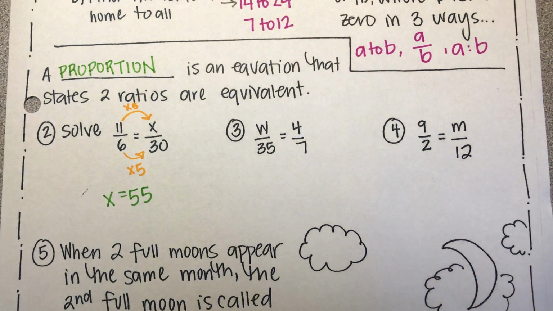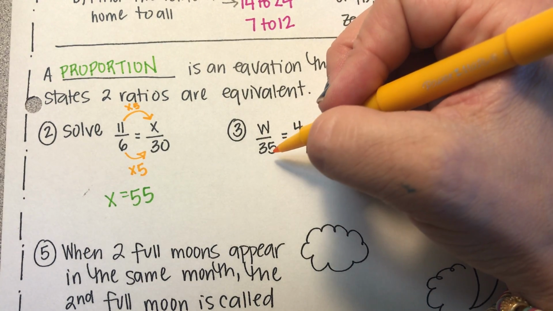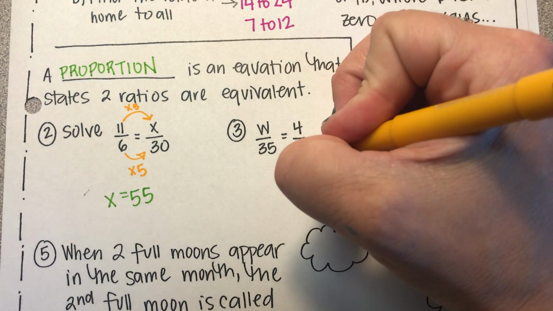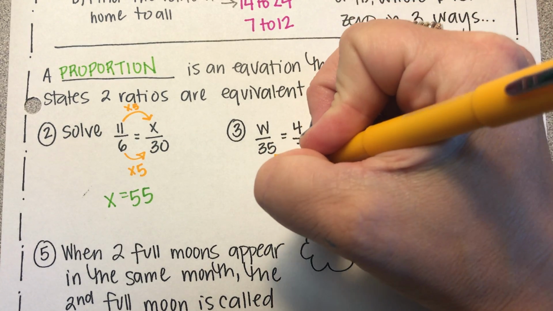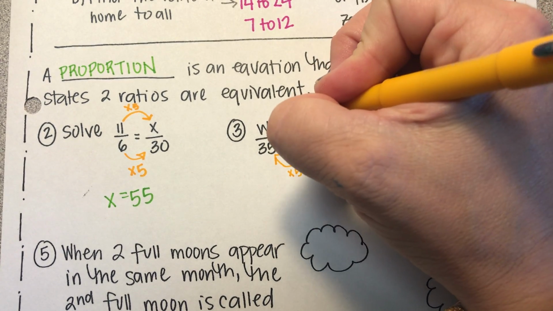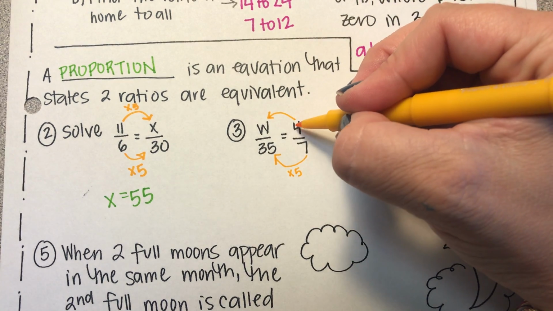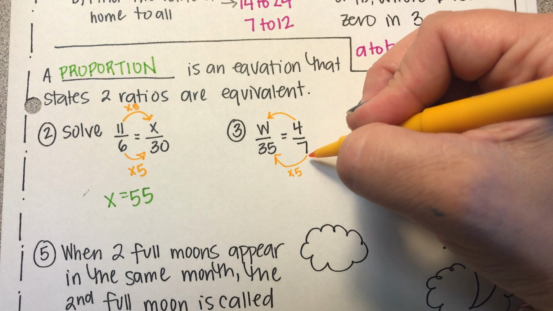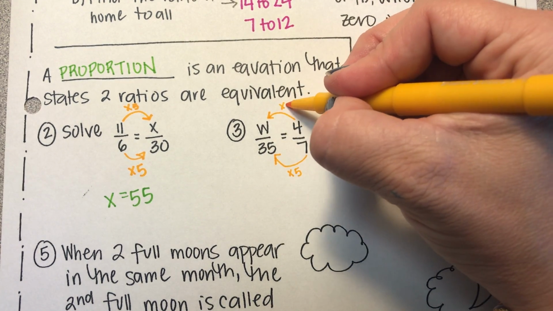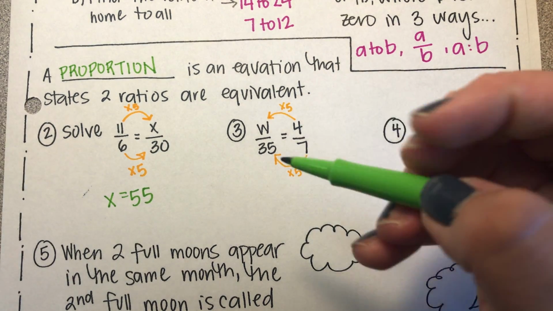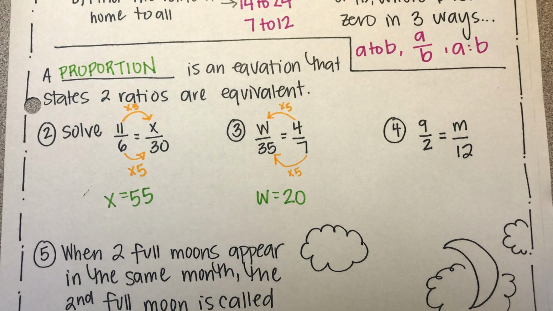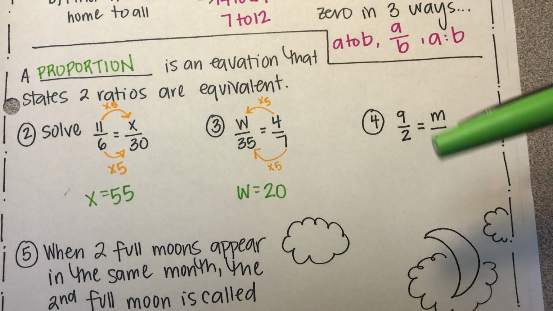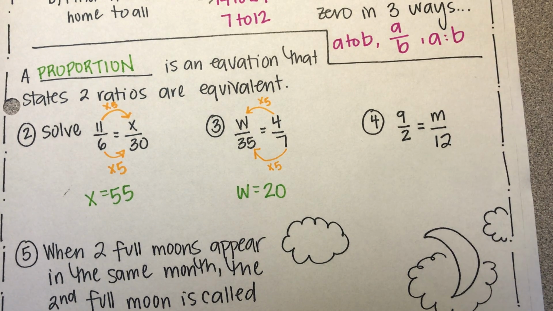Okay, let's look at number 3. You can think of it as division if you want, but let's start over here with the smaller numbers. 7 times 5 is 35. So we're now starting over here, and we're taking this entire fraction on the right times 5. So what's 4 times 5? 20. Okay, so see if you can find the relationship here and figure out what m is.